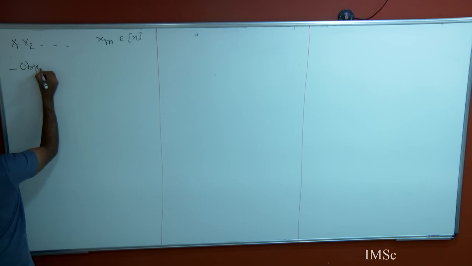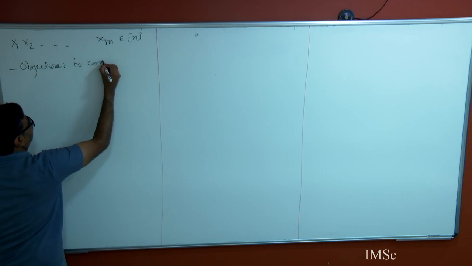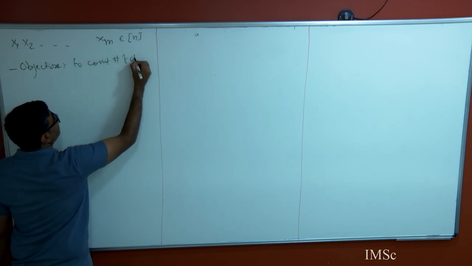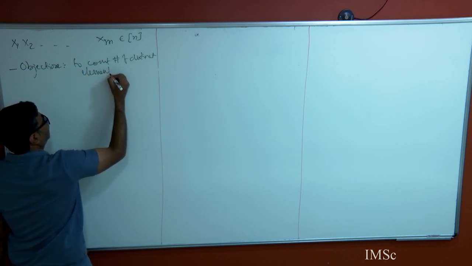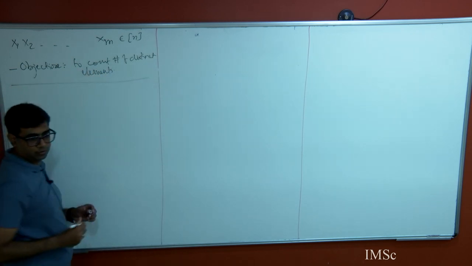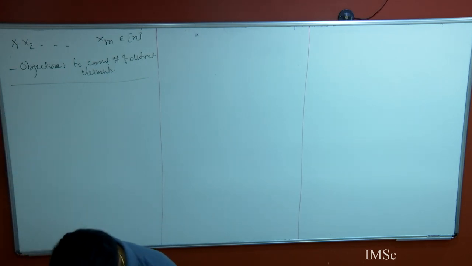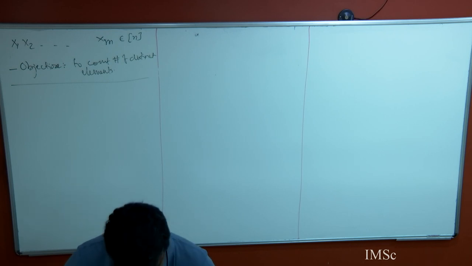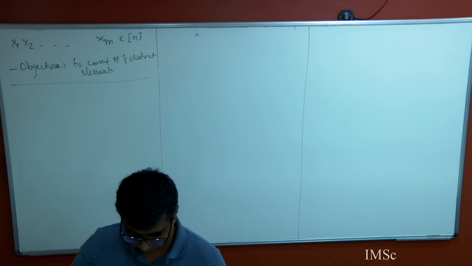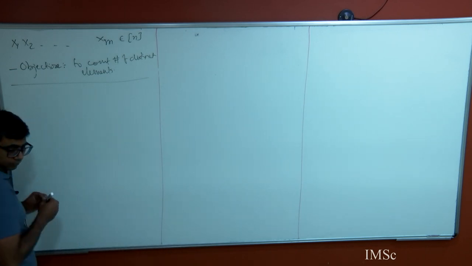Our objective was to count the number of distinct elements, right? That was our objective, okay? And I said that there are two obvious algorithms that we constructed last time, and what were those obvious algorithms?